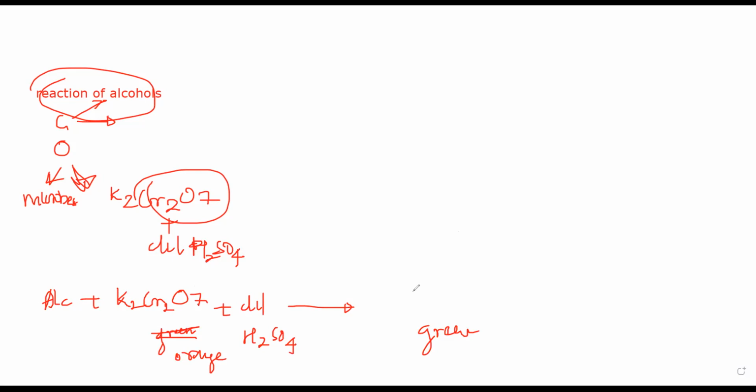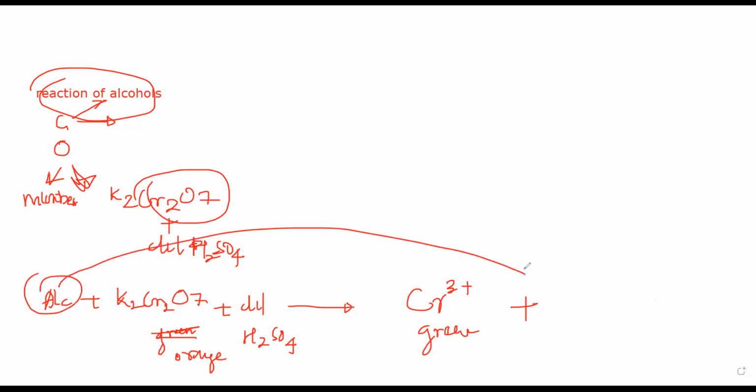Chromium ions. Okay, chromium 3 plus. And what else would be formed in the mixture? Alcohol, when it undergoes oxidation, what will form? It makes an oic acid. Yeah, so what is it? Carboxylic acid, right?